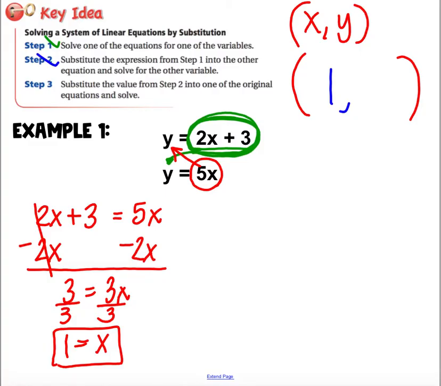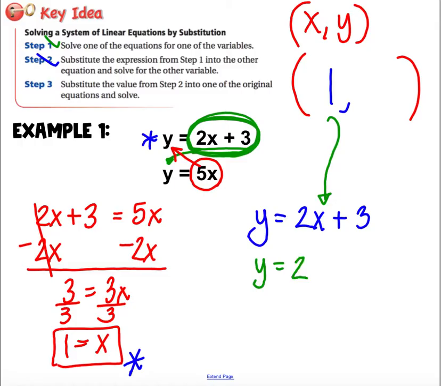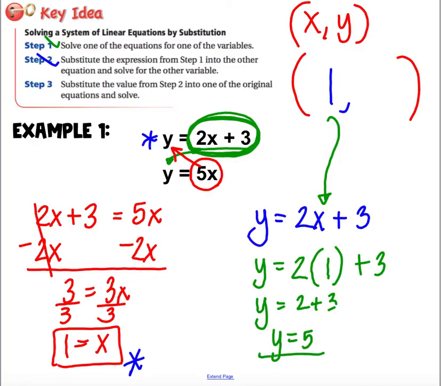That's step 2. Step 3, substitute the value from step 2 into one of the original equations and solve. So I'm taking my x equals 1 and picking one of these equations. Which one do you like better? Let's pick this one. You can pick either one, but definitely always go back to the originals. y equals 2x plus 3, and I'm merely substituting my x value in now. So y equals 2 times 1 plus 3. Simplify, y equals 2 plus 3. So y is equal to 5.